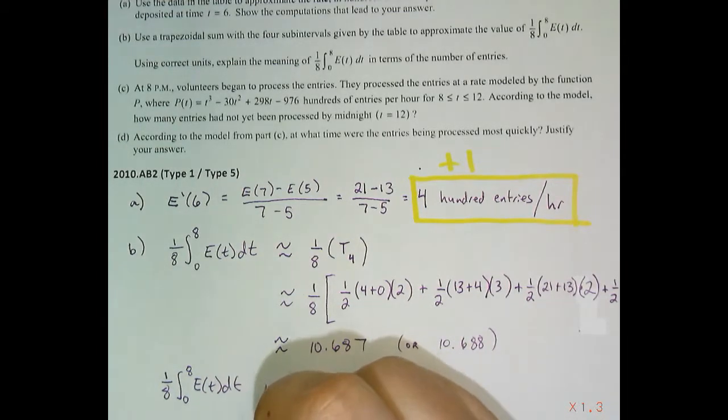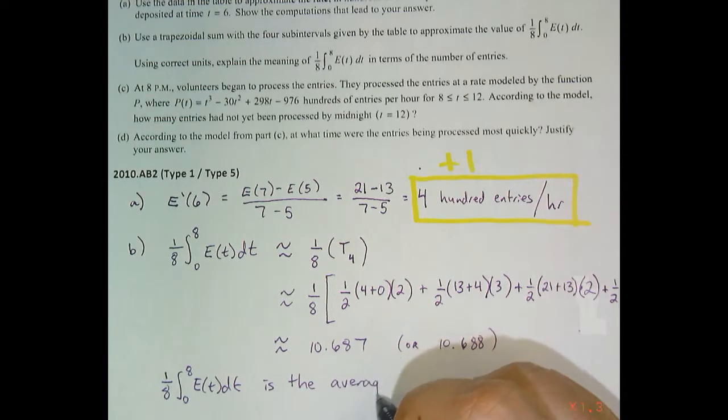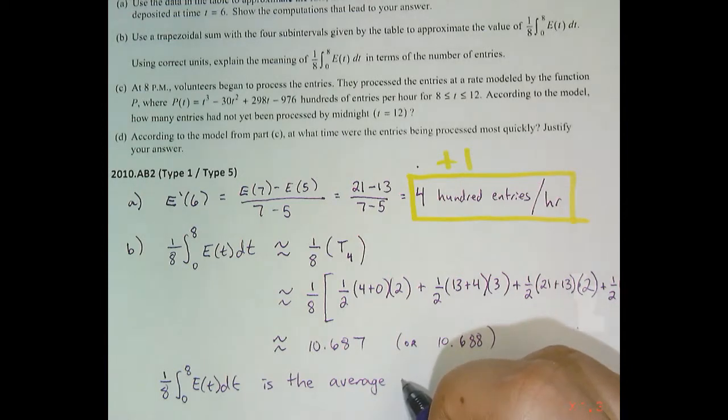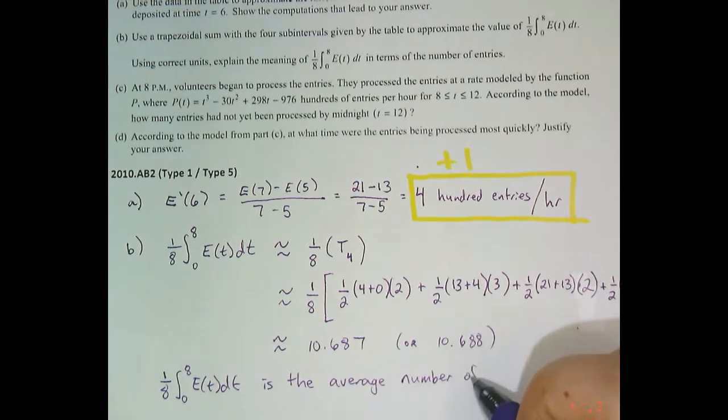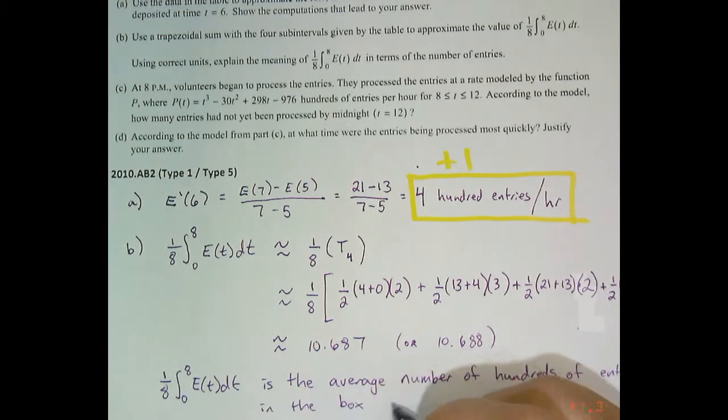So this is the average function value, and the function tells us the number of hundreds of entries in the box between noon and 8 p.m.